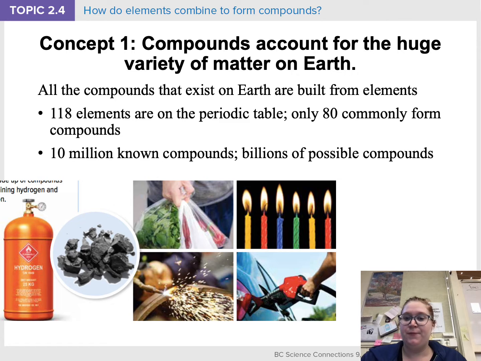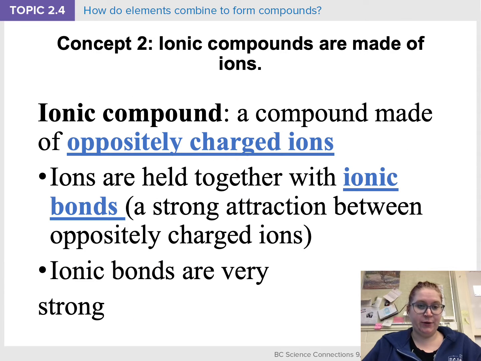So we're going to talk about two different kinds of compounds, ionic and covalent. The first one is ionic, and as you might guess from the name, ionic compounds are made of oppositely charged ions. So the blue text with an underline is where you need to write things down on your sheet. If you need to pause it to do that, that's a-okay, you can pause it.